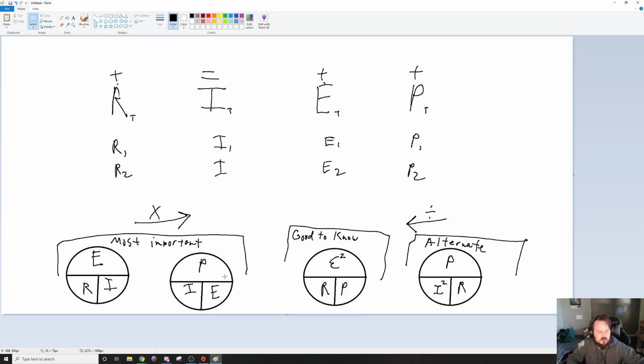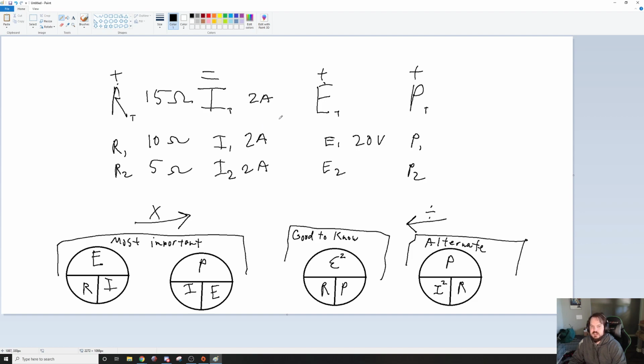Larger resistors will drop more voltage than smaller resistors. What happens there is, since current stays the same through the whole circuit, if you have 2 amps, well, it's 2 amps everywhere. So this is the bigger resistor. It's going to drop 20 volts, because 10 times 2 is 20. Then 5 times 2 is 10. 15 times 2 is 30.